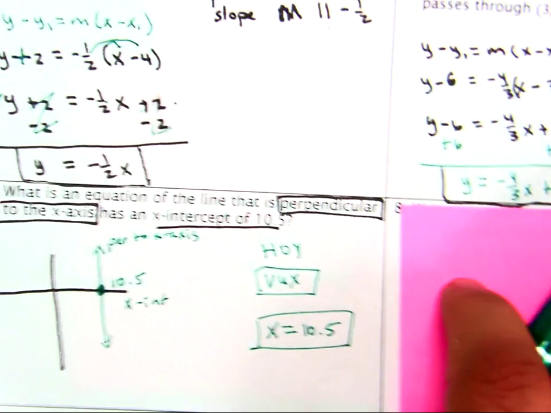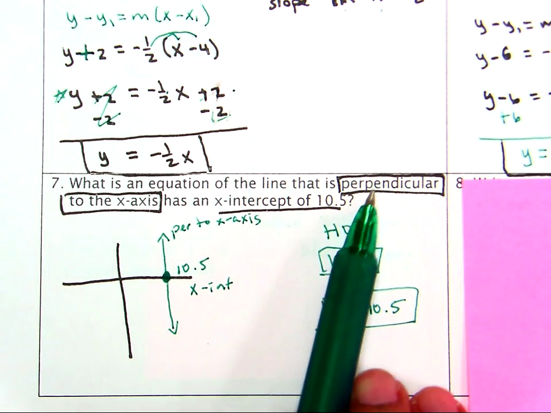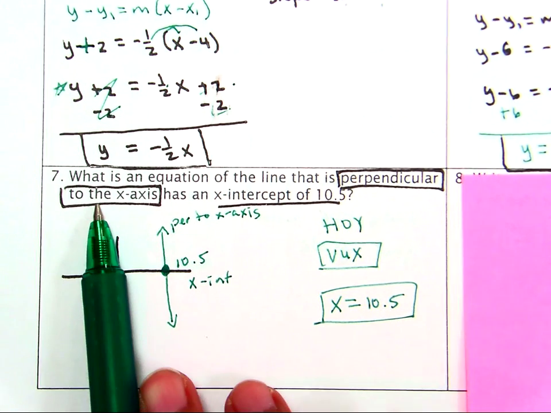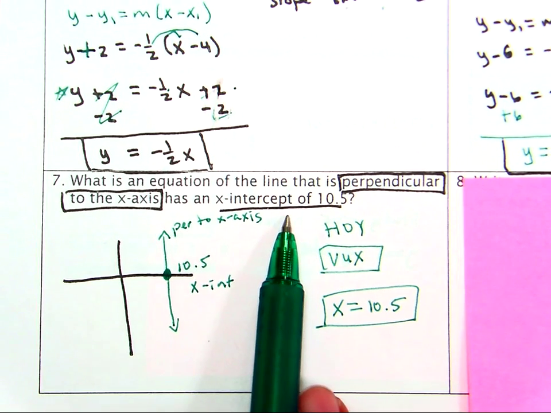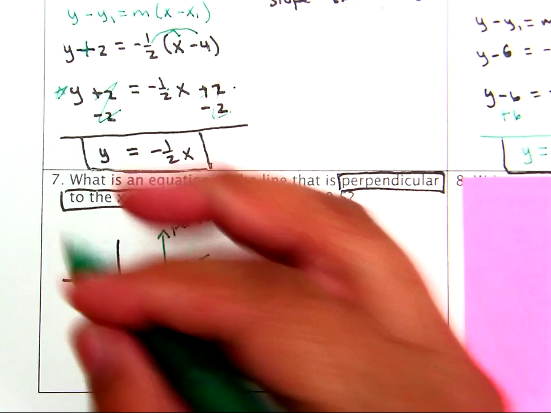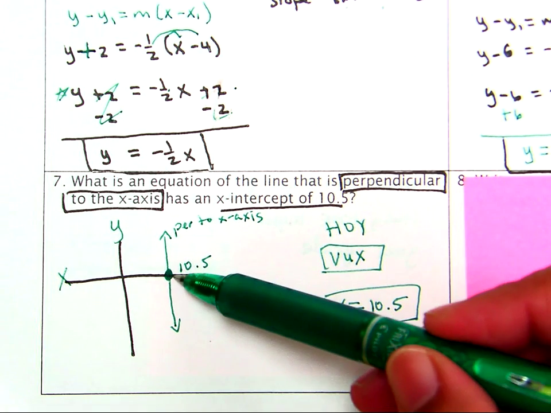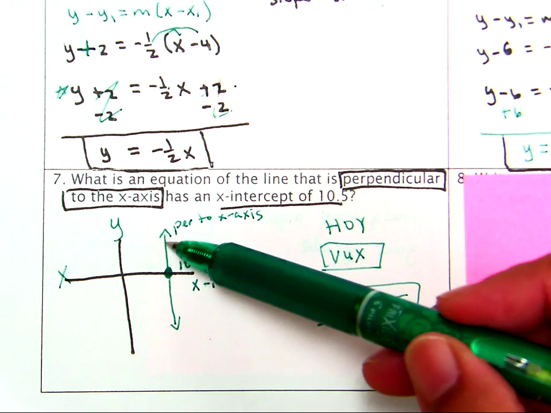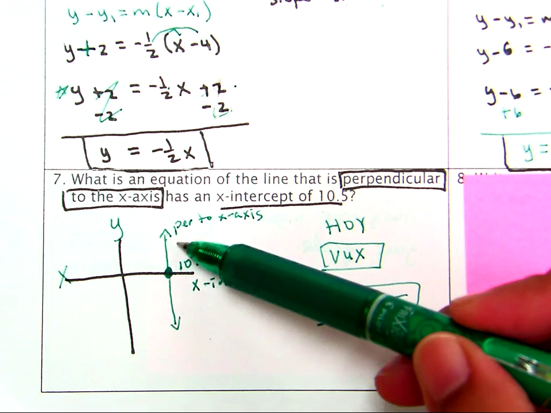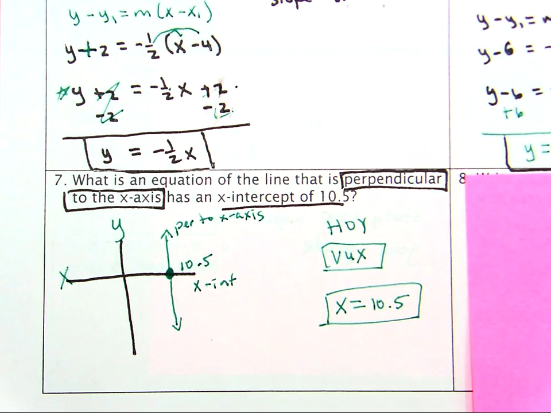Number 7. Number 7 says it wants a line that's perpendicular to the x-axis and has an x-intercept of 10. So what you're going to do is draw your x and y axis. I drew an x-intercept at 10.5. If I want it to be perpendicular, it has to go straight up and down. If I went horizontal, then it would be parallel.